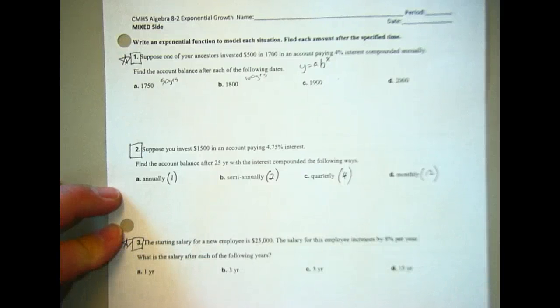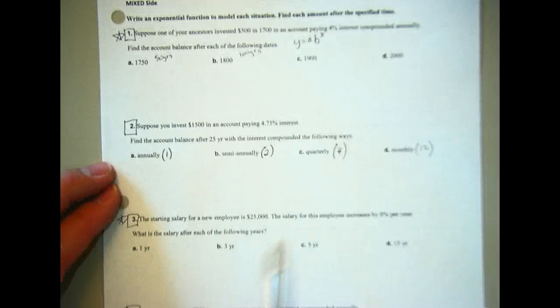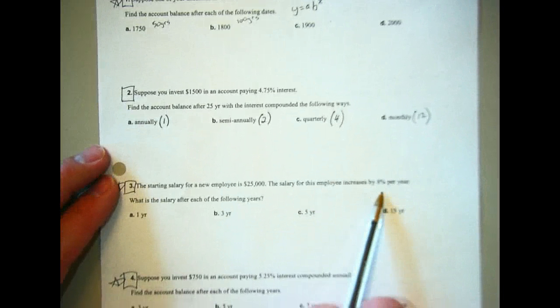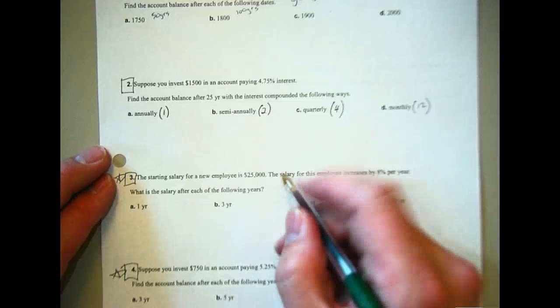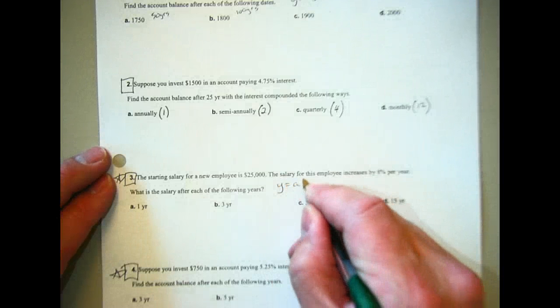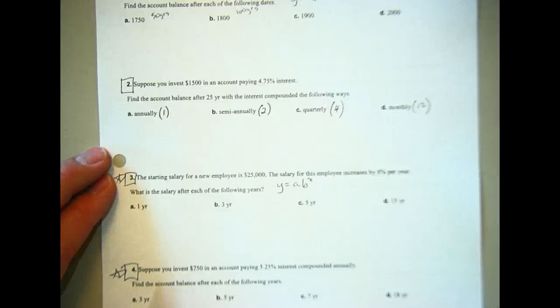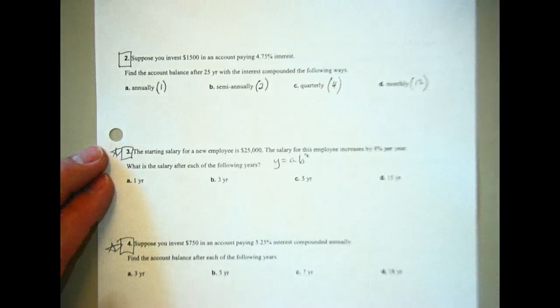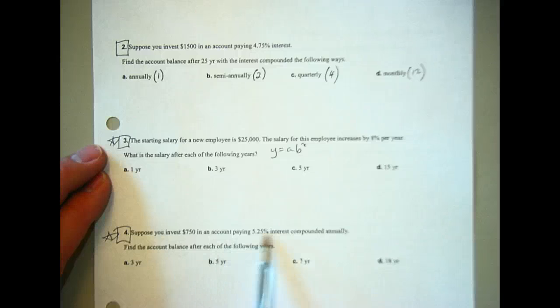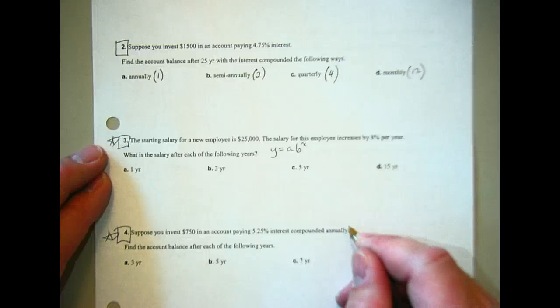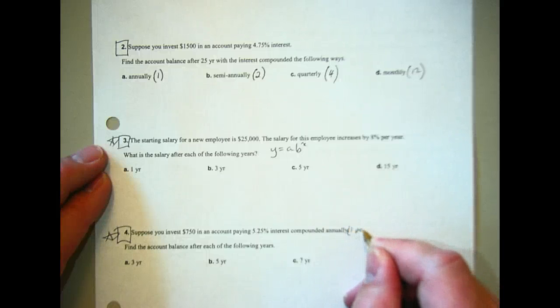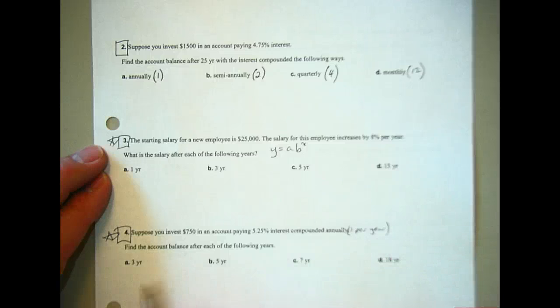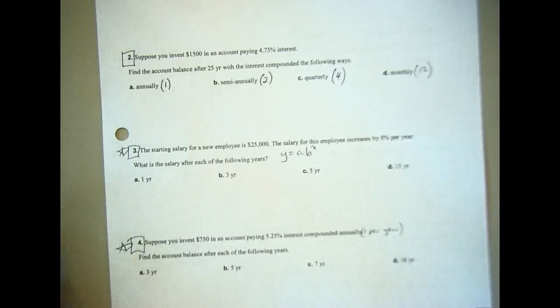Number 3, the starting salary for a new employee is $25,000. The salary for this employee increases 8% per year. This is just the same type of problem we've been doing. And then number 4, suppose you invest $750 in an account paying that much interest, compounded annually. That's how many times a year? Once per year. Find the account balance after each of the following. All right, so do 1, 3, and 4 tonight. Okay? Here we go.